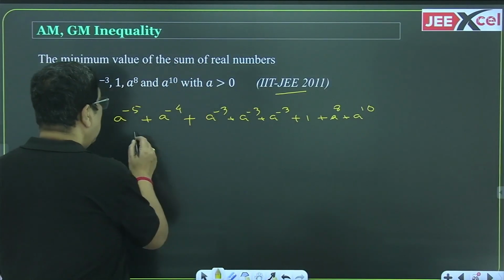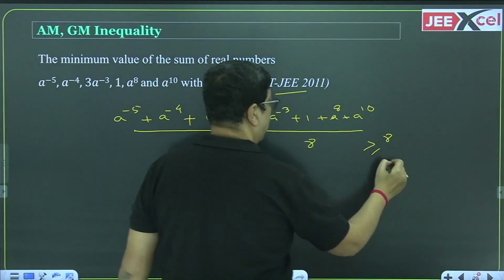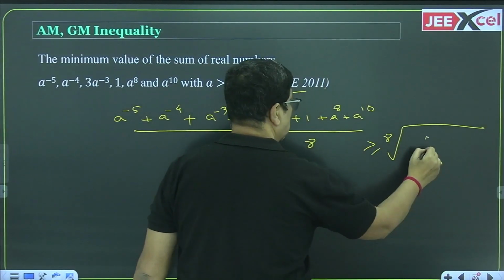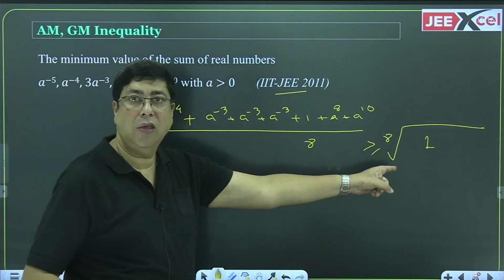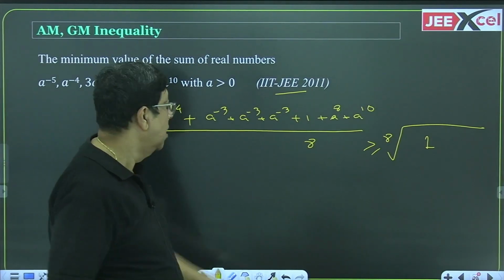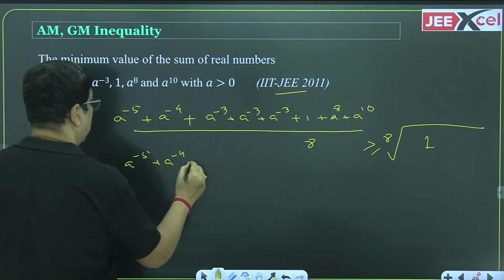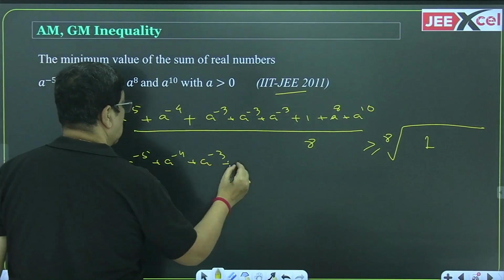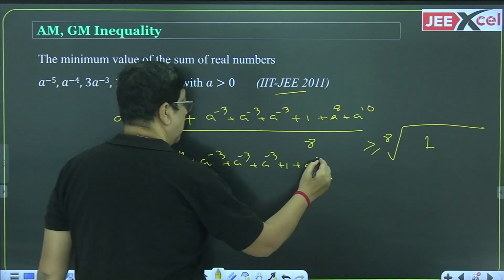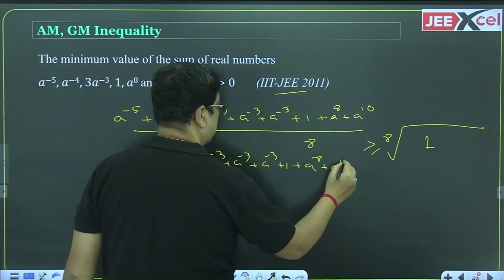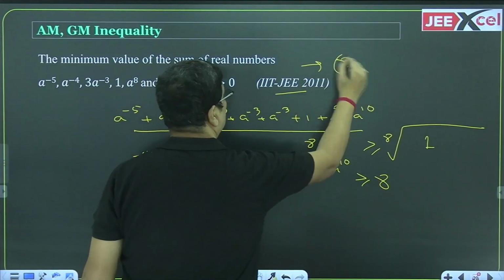Okay. So divided by 8, the AM is greater than or equal to the 8th root of the GM. तुम इसको मल्टीप्लाई करने से 1 ही आ जाएगा. देखो सबको मल्टीप्लाई करो, करने से ये 1 आ जाएगा. ये हम लोग को चाहिए. Always some constant number हम लोग को चाहिए. So what we'll do? So A to the power minus 5 plus A to the power minus 4 plus A to the power minus 3 plus A to the power minus 3 plus A to the power minus 3 plus 1 plus A to the power 8 plus A to the power 10 is greater than or equal to 8. So the minimum value is 8.